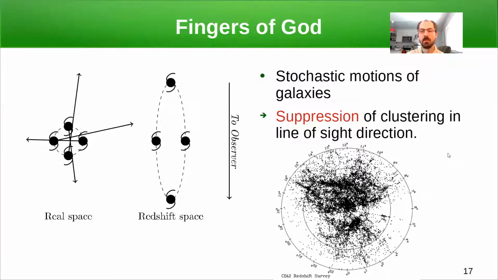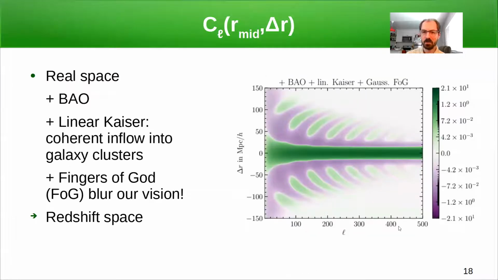But in spherical harmonic space, what this becomes is a convolution and a blurring of our space in the delta R direction. And so instead of having a very narrow autocorrelation here at the center, everything gets just a little bit blurred here in the delta R direction, and we get this kind of an image here.